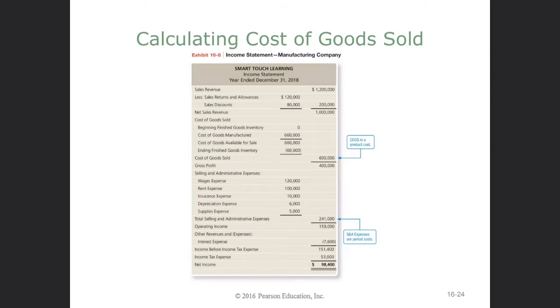And then we're going to subtract out our cost of goods sold. And if you have cost of goods sold, it's going to be broken out on your income statement. So this is our cost of goods sold account. This is all the activity.